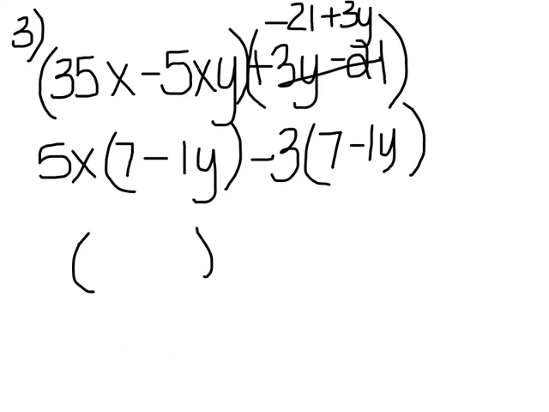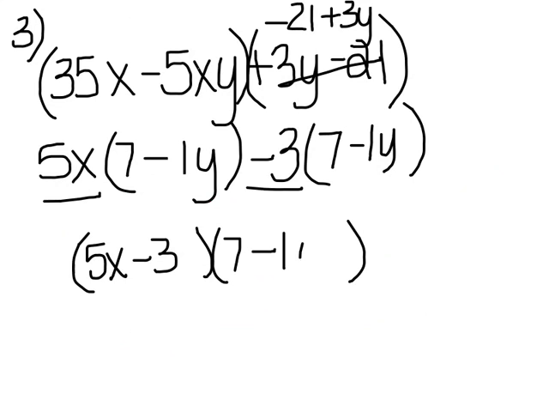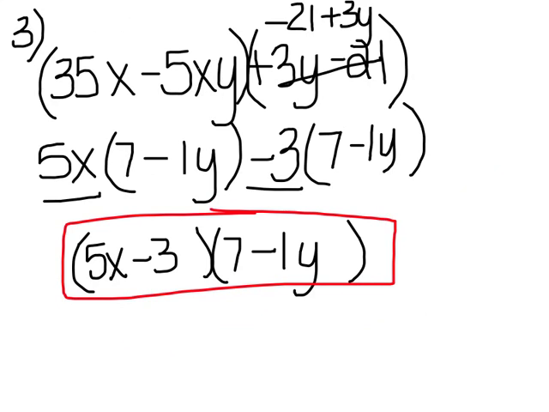Our final answer will be 5x minus 3. Remember that you put your two GCFs together. And in our second parentheses, we'll have 7 minus 1y, our common term. We should always find the product of our answer to make sure that we did this correctly.